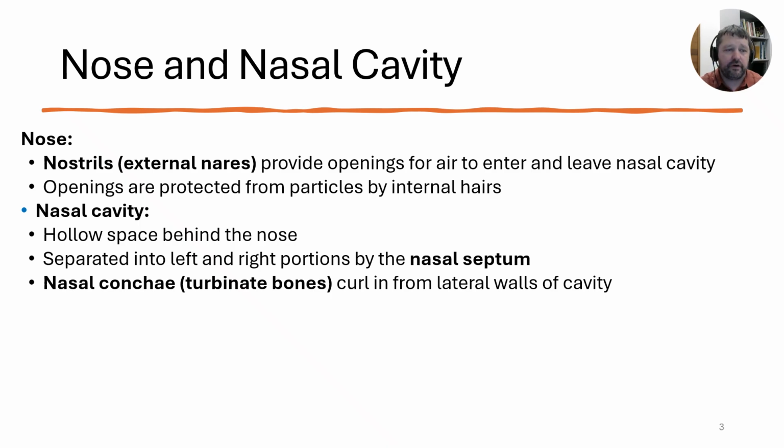And this would consist of nasal conchae, which are turbinate bones, very thin bones that are curled, and a nasal septum, which distinguishes the left side and the right side of the nasal cavity.